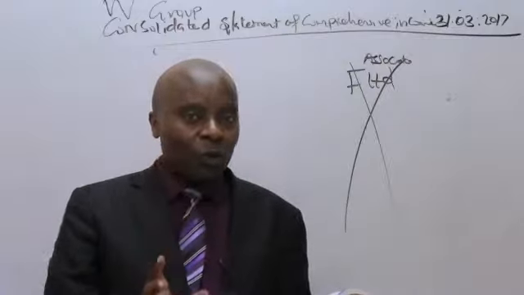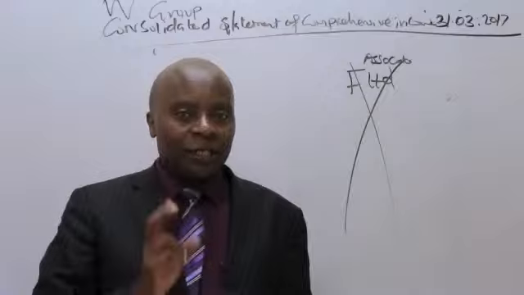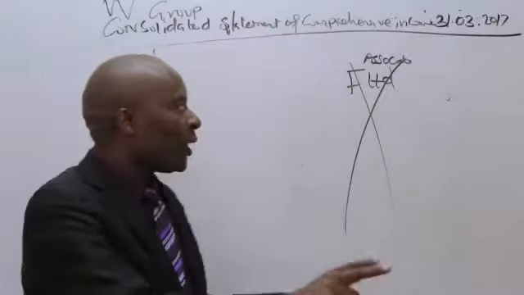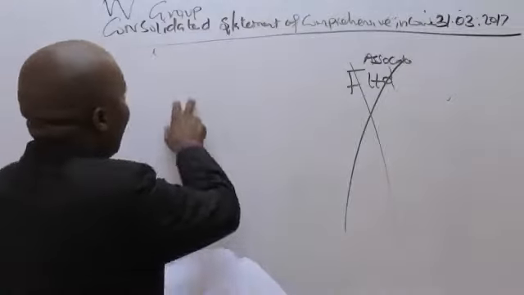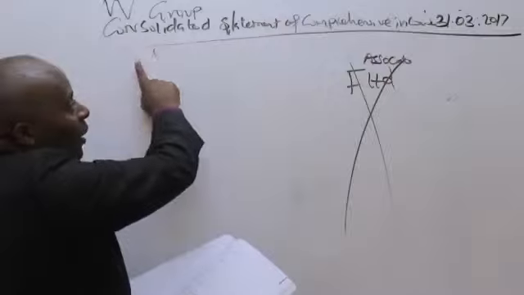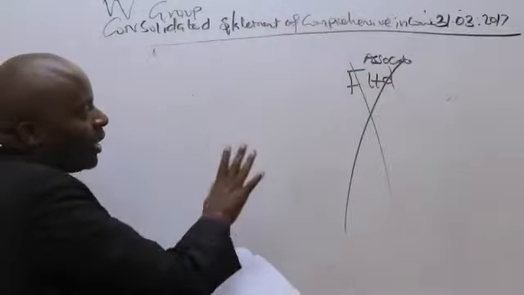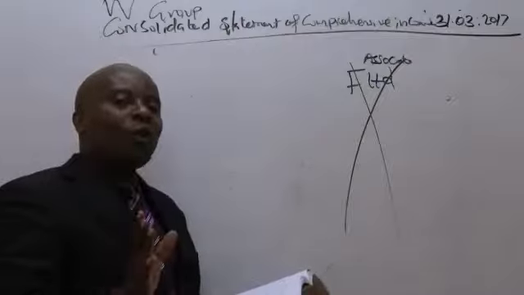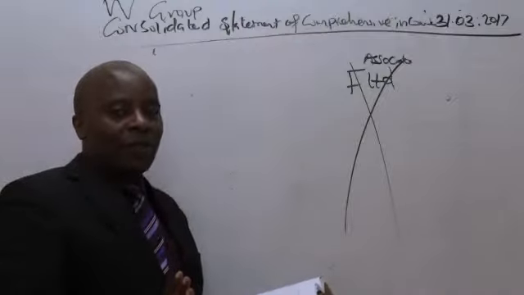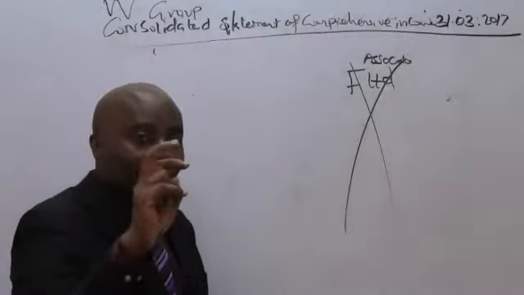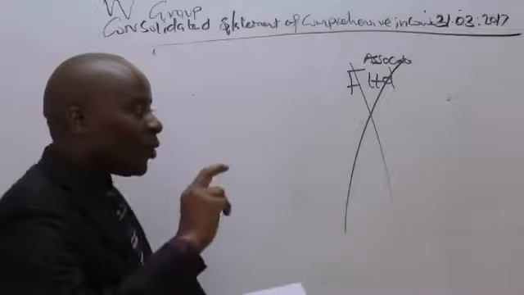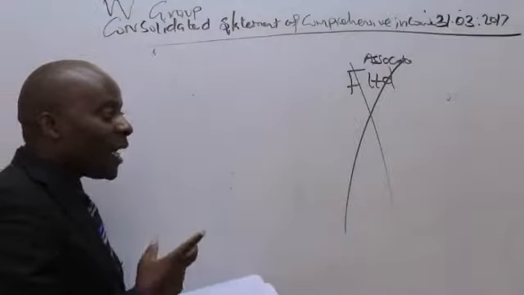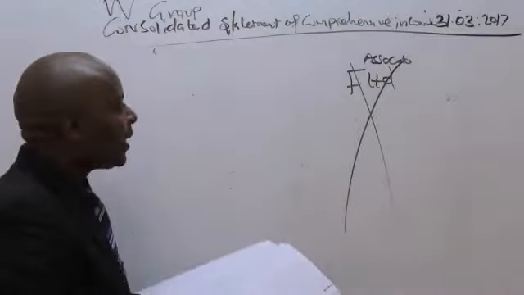Establish the group structure. Once you know that these are your subsidiaries, please go ahead to consolidate. So the name of the company is W Group, Consolidated Statement of Comprehensive Income. Fortunately, the two companies that we have here happen to be our subsidiaries, so you're going to consolidate line by line.